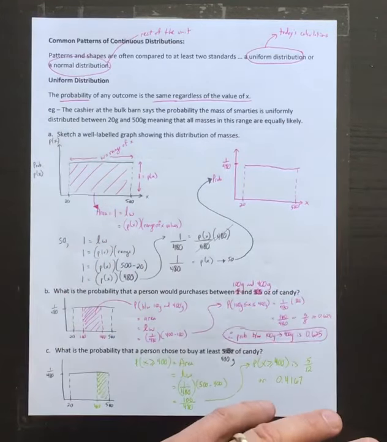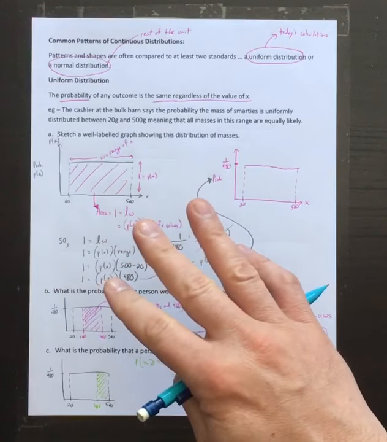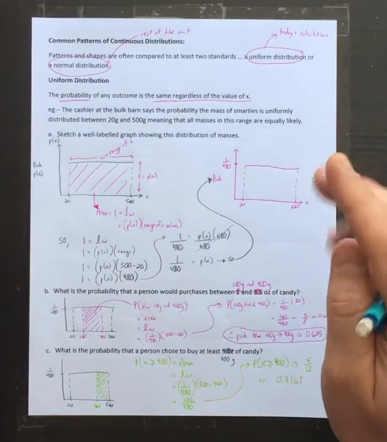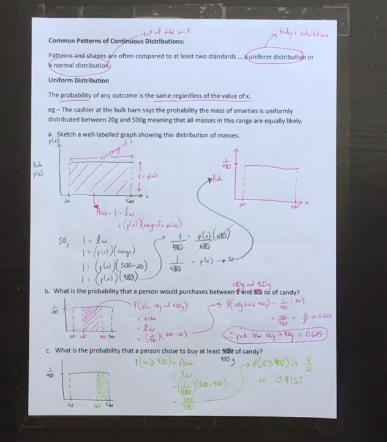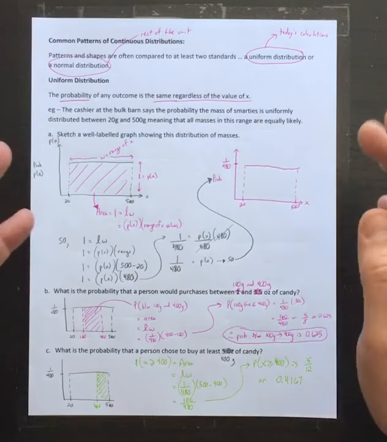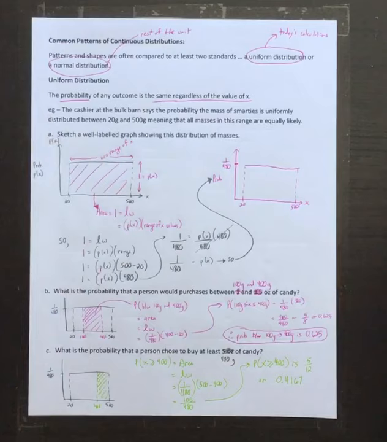Never had anything more than 500 grams, never had anything less than 20 grams, which is not very probable, but 20 grams is not much. When you go into the bulk barn, you're usually going for quantity, and 500 grams, maybe it's too big for the bag and it bursts. Whatever, I don't know, I've just made this up.